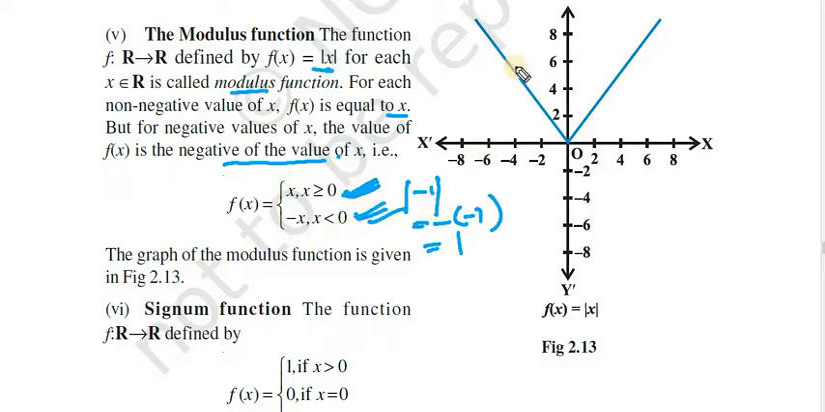So this is the graph of the modulus function. It is like a V. This part is the identity function from here to here, and this is the mirror image of the identity function.